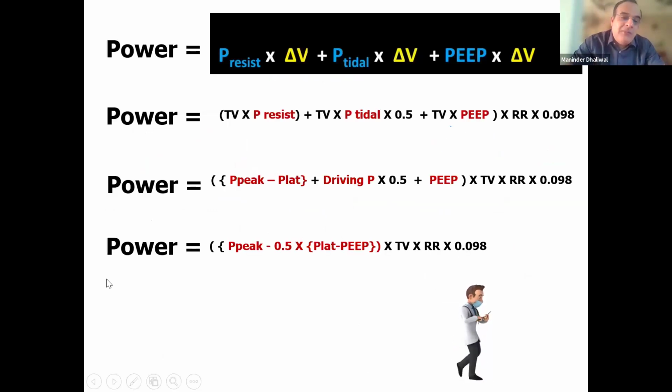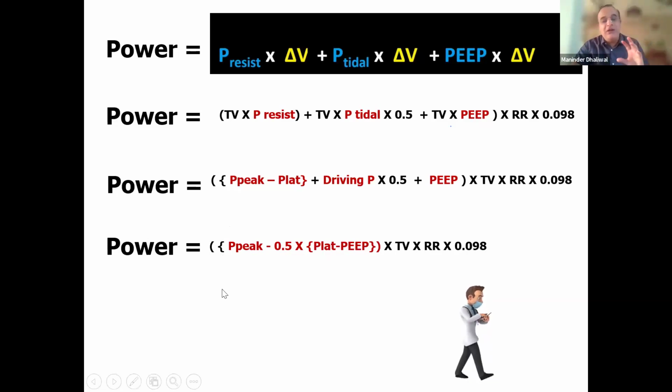so ultimately, the power is calculated by the peak pressure, which is there in almost all ventilators. Then the plateau minus PEEP, that is the driving pressure. What tidal volume, what respiratory rate you give, and multiplied by 0.098. Now, this gives you a particular number. If the P peak is somewhere 31, tidal volume is 90, respiratory rate is 44. So this will give you a particular number.